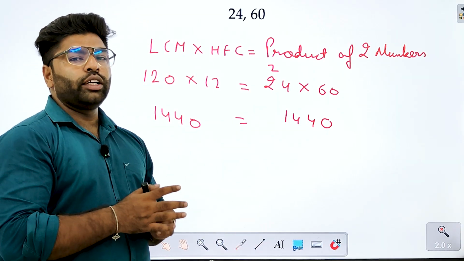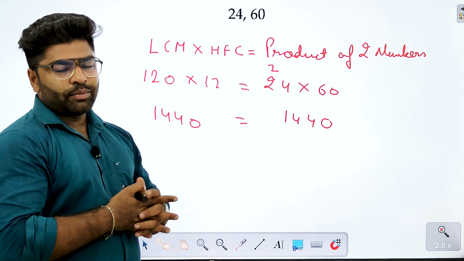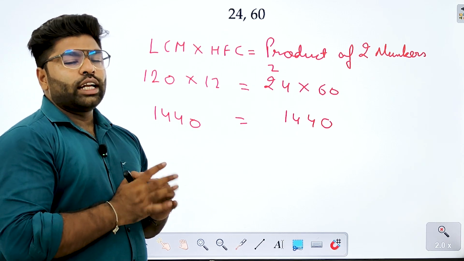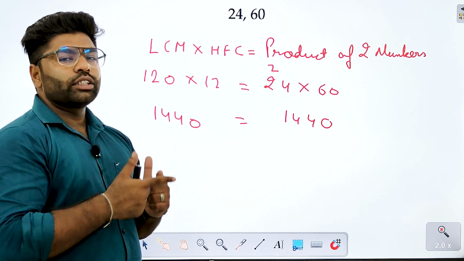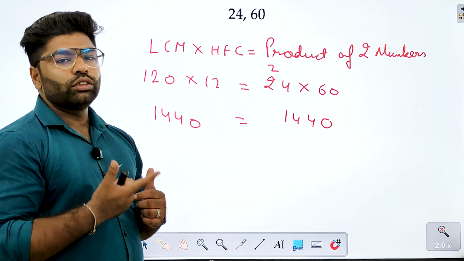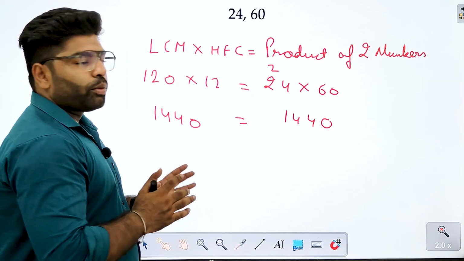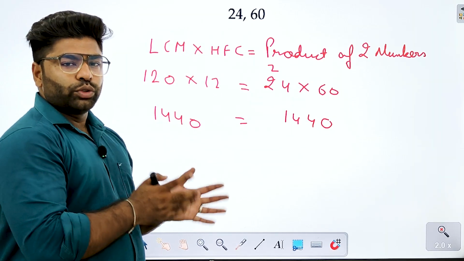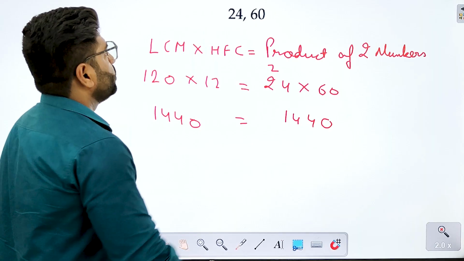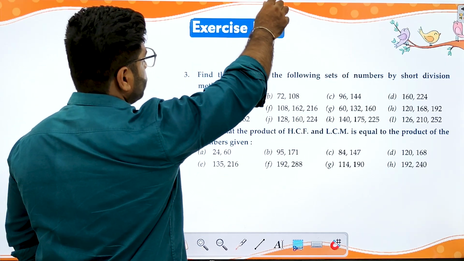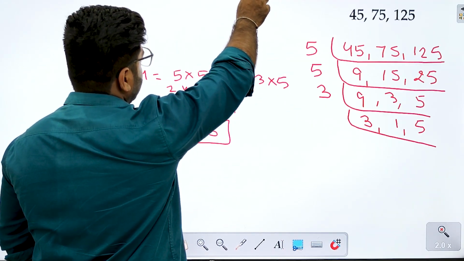So this is the property. If we have the LCM and HCF of two numbers, the product of the LCM and HCF equals the product of the two numbers. So this is a property which we are going to use in our questions. So we have proved that. So we are going to our next question.